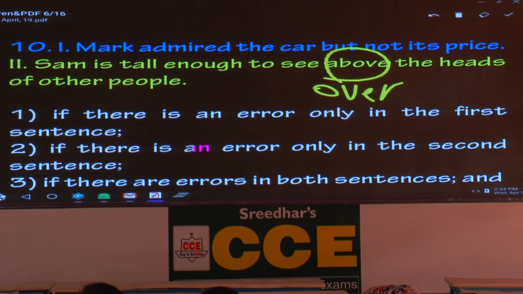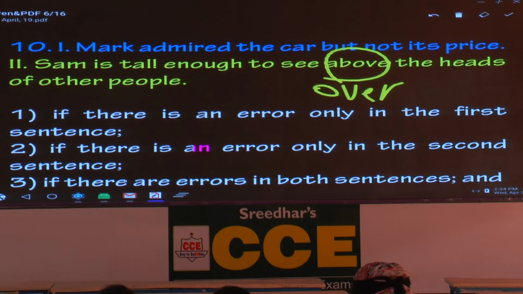Okay. But let me tell you, I had to cross-check this one. Generally, we say above talks about the position. And over has different meanings. And in this context, I personally felt over would have been a better word. And I had a doubt, see above the heads, is it right or wrong? That I had to cross-check. But I found there is an expression like see above the heads. That means there is no error.